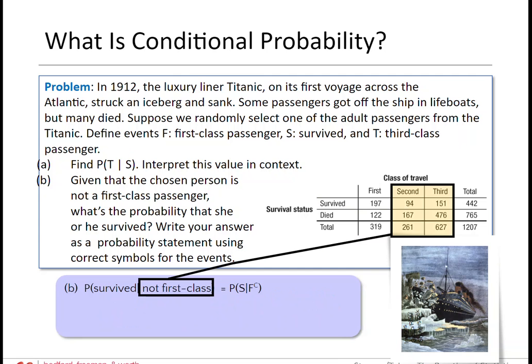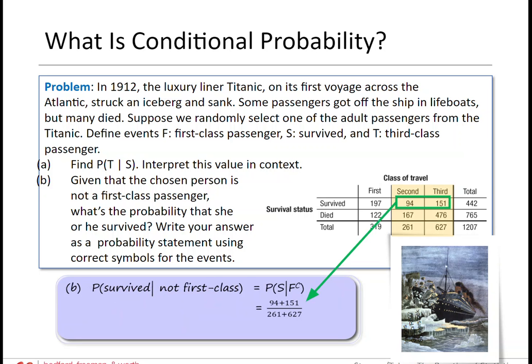So if we go ahead and try to calculate that probability, we are narrowing it down to only look at non-first class passengers. So in this case, second and third class passengers. And we want to know the probability that one of these people survived. So, survivors who were in second and third class, that's 94 plus 151, over the total number of people who were in second and third class, 261 over 627. Go ahead and do that math, and you get 0.276.